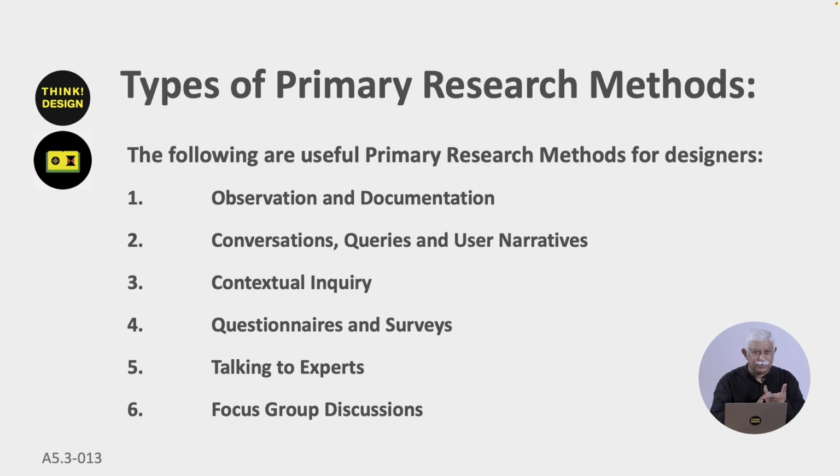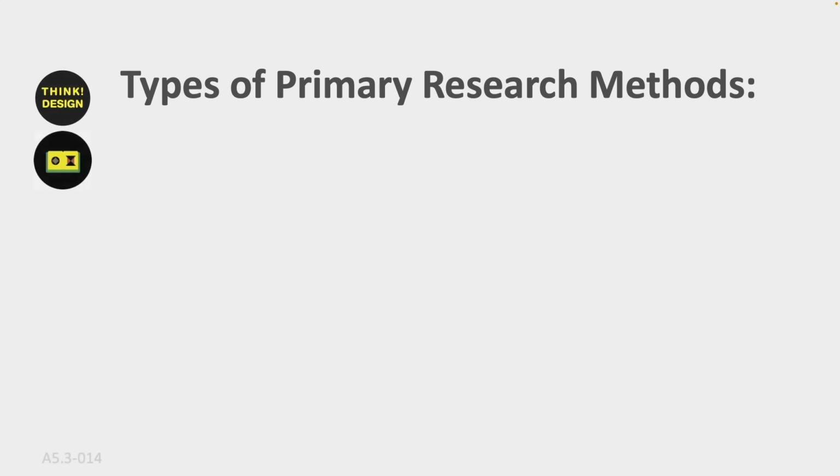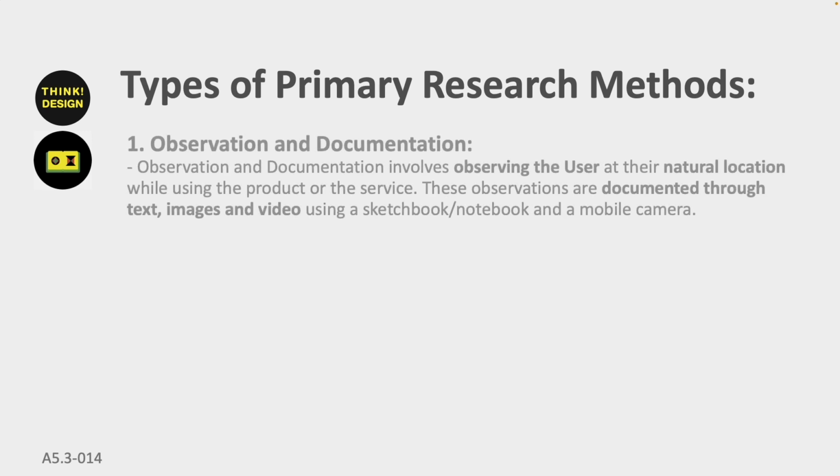So observation, conversations, contextual inquiry, questionnaires, talking to experts and focus group discussions are 6 different ways of actually getting first-hand primary information. Let's look at a little bit of detail about them.